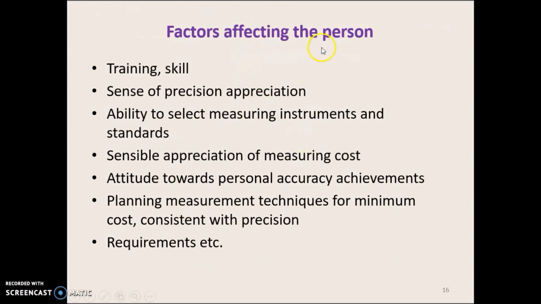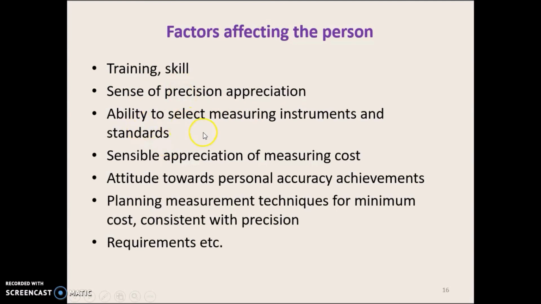Next is the factors affecting the person. Definitely a skilled, trained person is required for doing any experimentation or any measurement. Without any skill or training, we will definitely not be able to do the measurement. That is for industrial standards. Okay, next is sense of precision appreciation. Whether the instrument is precise or not, that sense of appreciation will come to a person only based on the skill.